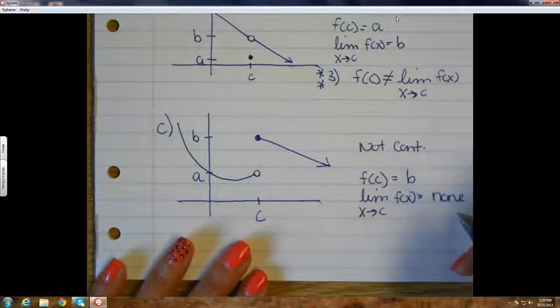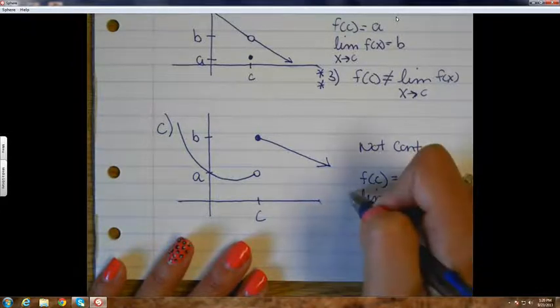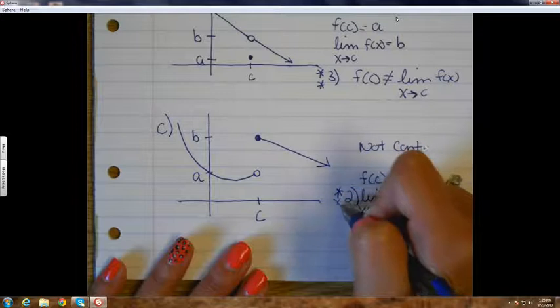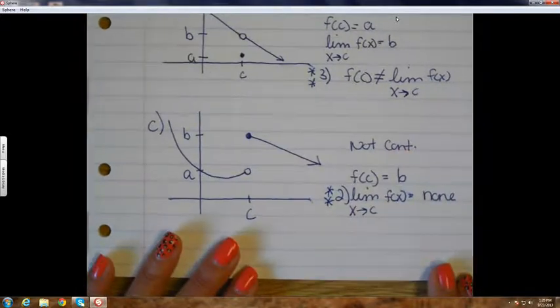So it's impossible to talk about the third part of them being equal if the one doesn't exist. So right here, the part of the definition that's falling apart for us is the second part. The limit doesn't exist.